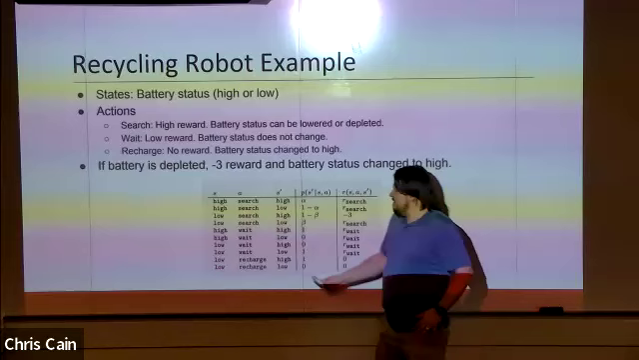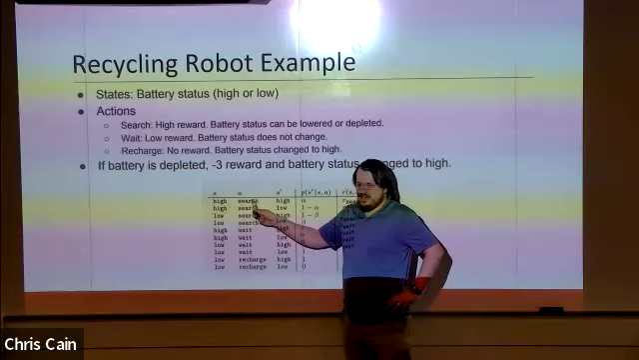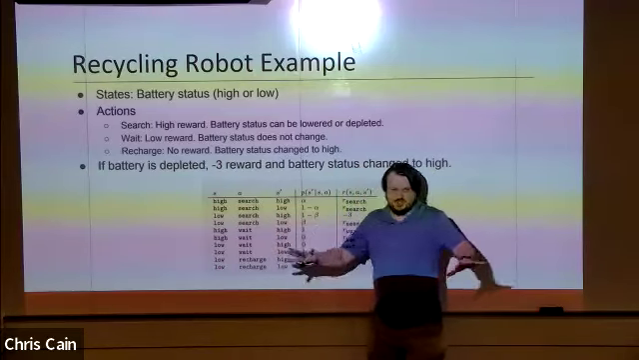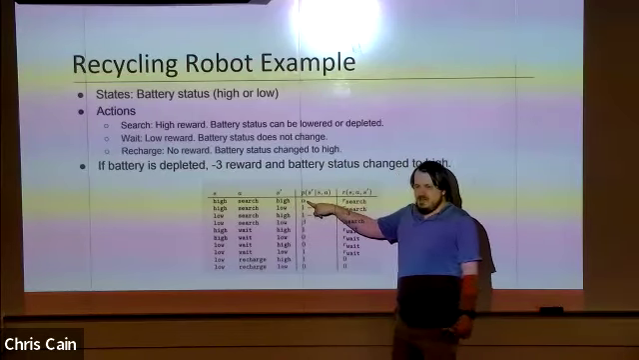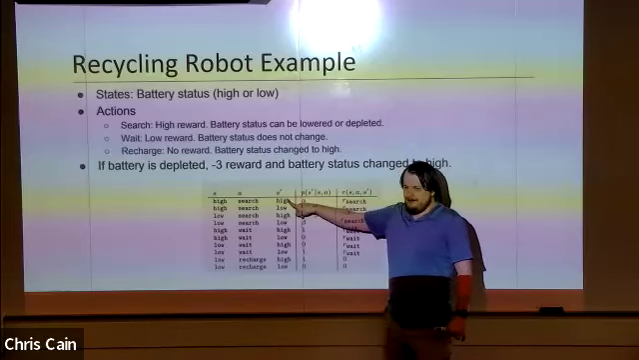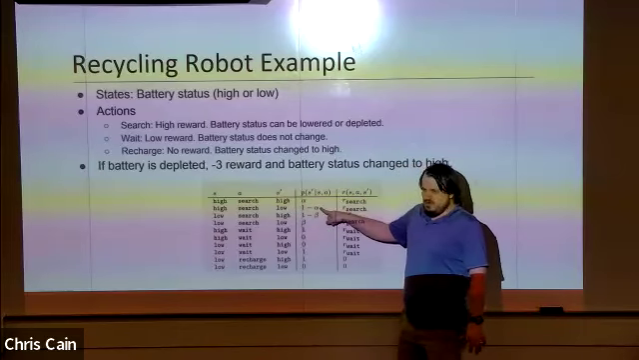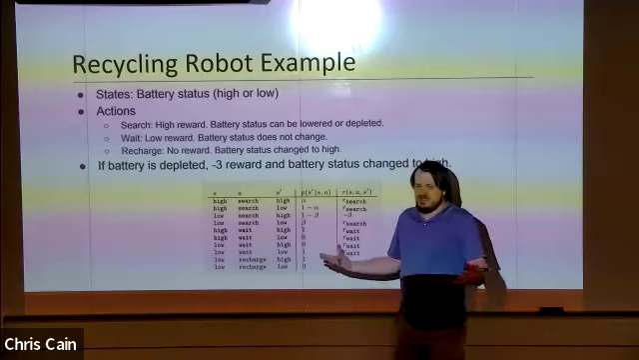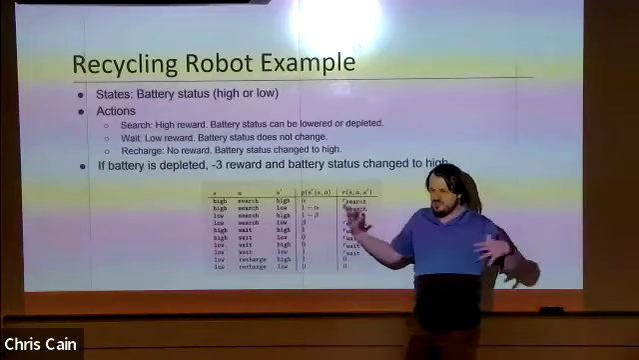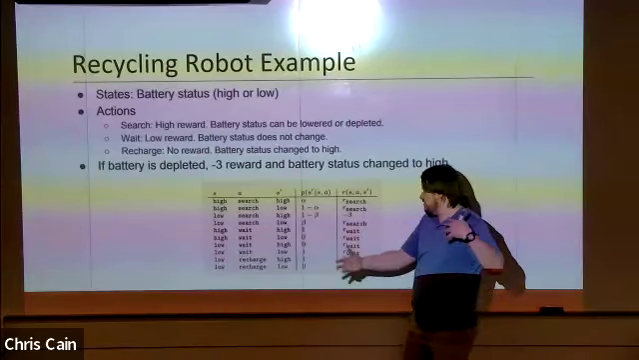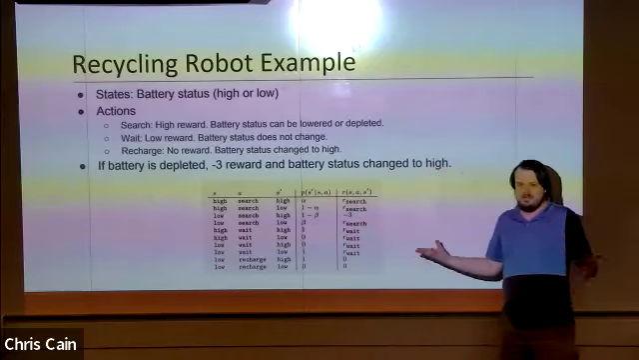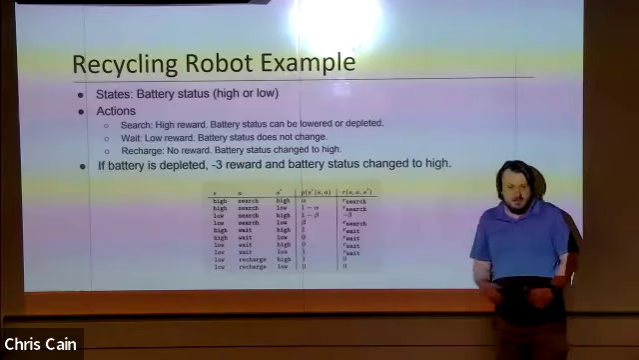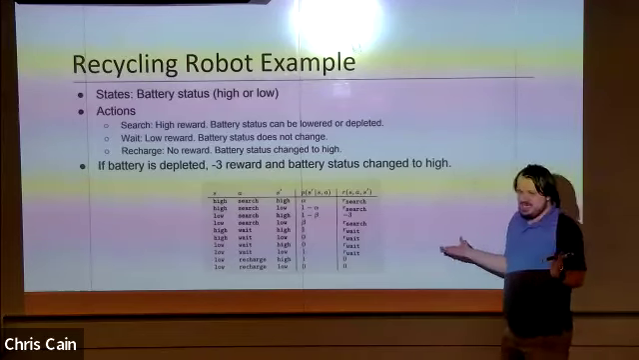So if the battery is high and the robot decides to search for places to clean, there is some probability alpha that the battery status remains high. The opposite probability, 1 minus alpha, is that the battery moves from being high charge to low charge as it does that search. The reward for doing this is just whatever reward you happen to get from searching. There's some probability that we find something to clean and can clean it.